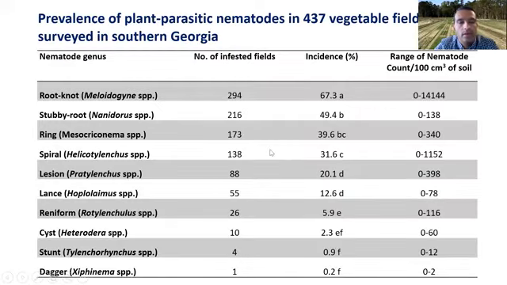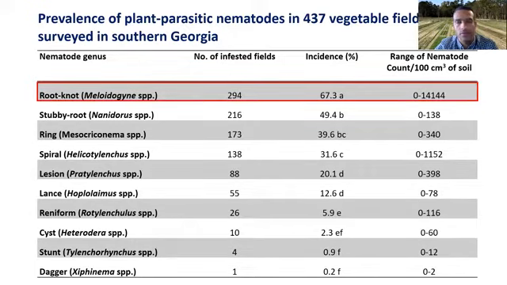In 2018, we started doing a survey for plant parasitic nematodes. We collected 437 soil samples from vegetable fields in the southern part of the state. We detected those nematodes, and based on this table, we identified 10 genera of plant parasitic nematodes. Among those 10 genera, root knot nematode was the most prevalent group.